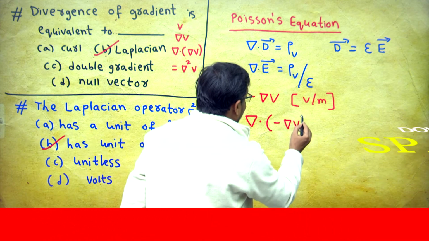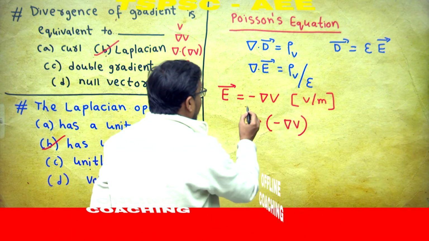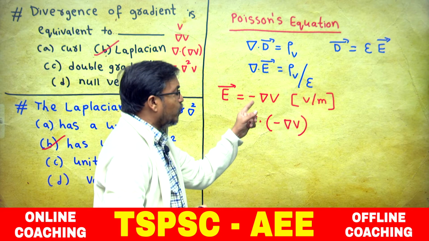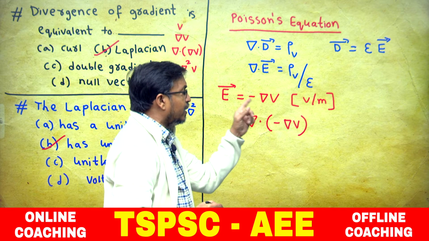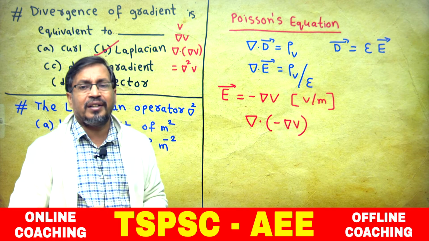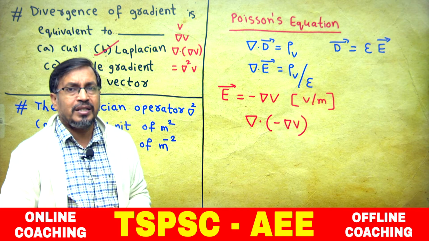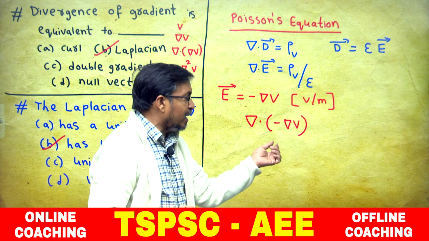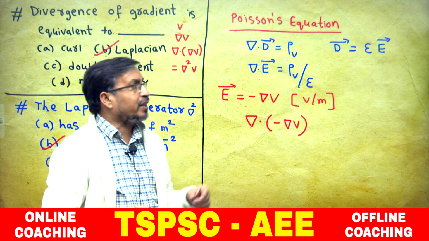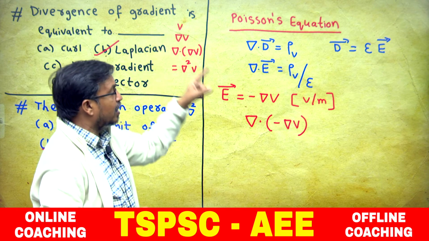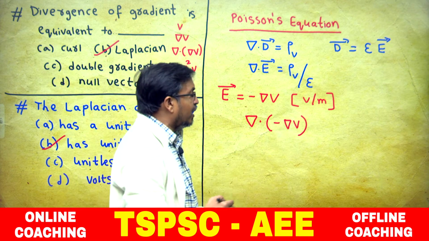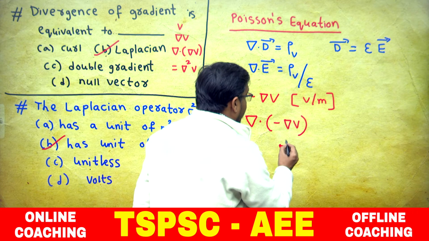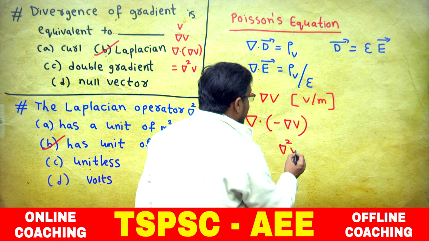In some entrance exams they asked a question: the negative potential gradient is what? Electric field intensity. The negative potential gradient is electric field intensity. Here gradient is del V. So, divergence of gradient is equal to what? Del square V. Divergence of gradient, del square V.